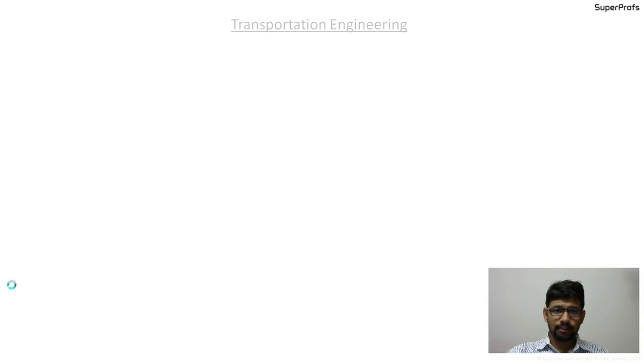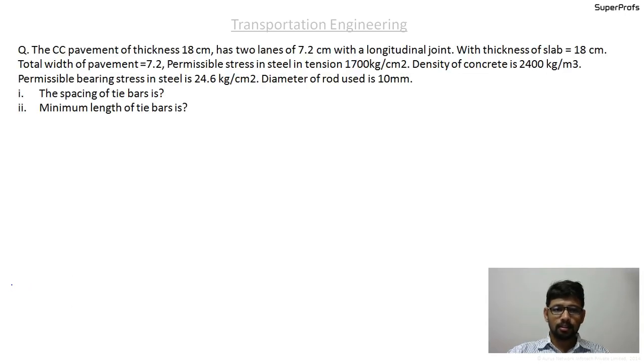So the next question is, the CC pavement of thickness 18 centimeter. You have to write down this question, guys. The CC pavement of thickness 18 centimeter has two lanes of 7.2 meters with a longitudinal joint, with thickness of slab equal to 18 centimeter, and the total width of pavement is equal to 7.2.